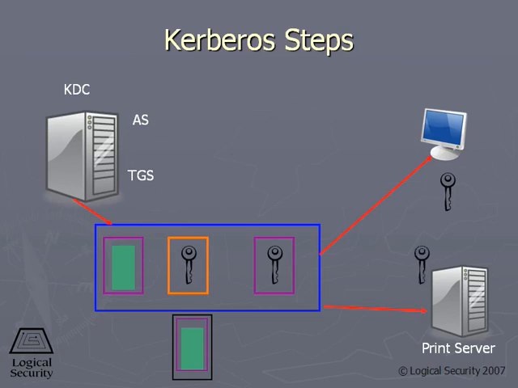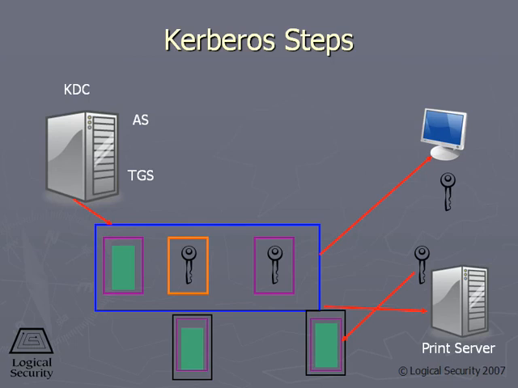Now the ticket, just like I said before, goes over to the print server. It uses its secret key to extract that session key. If it can actually extract that session key, it knows that it came from the KDC. Now it needs to know that I am who I said I am. And it's going to use that session key that it just extracted, decrypt the authenticator information, and read what I put in there. So let's say it says Sean Harris.